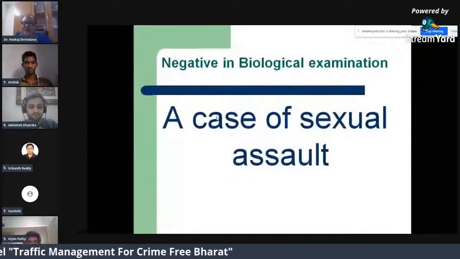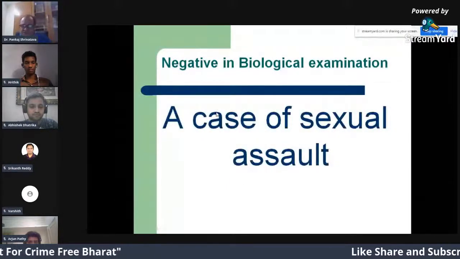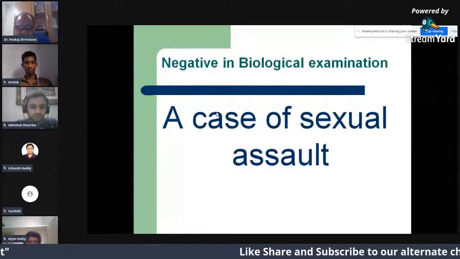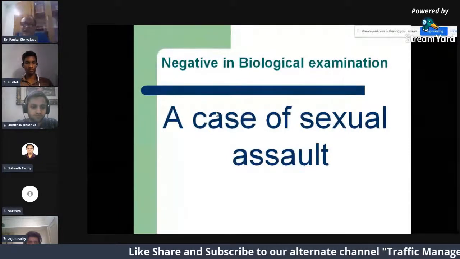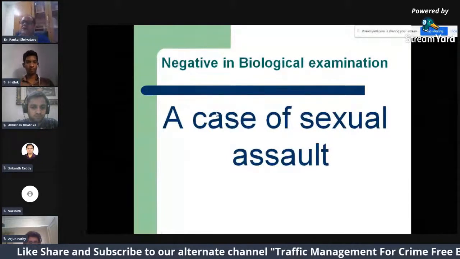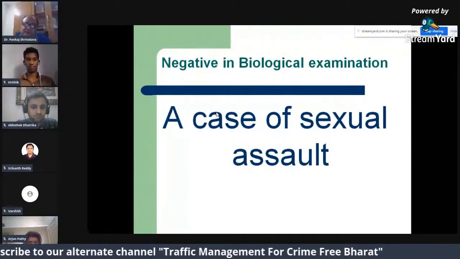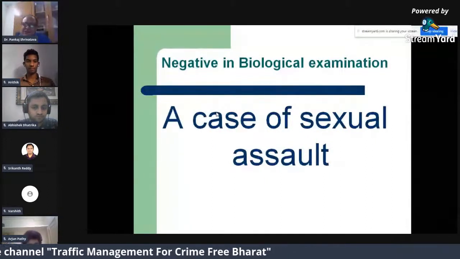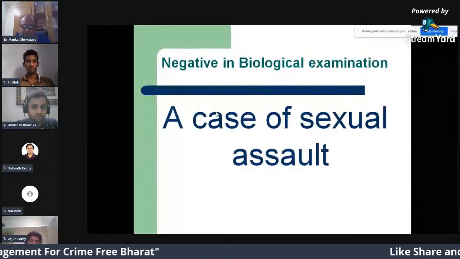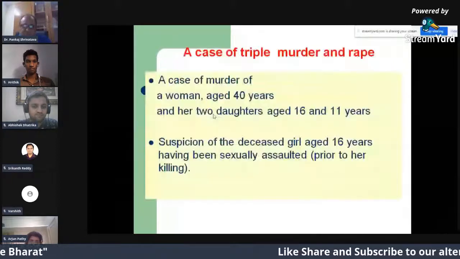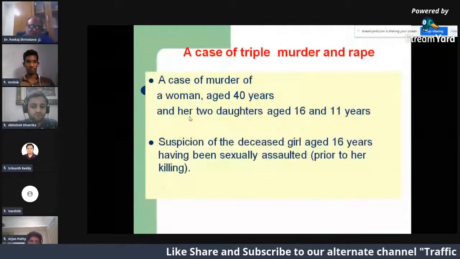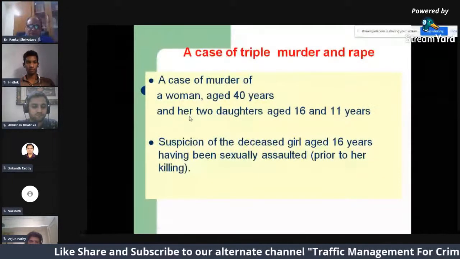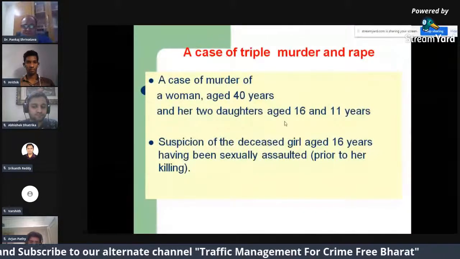Okay, now there may be a few incidences where a negative examination in biology may result in a positive examination in DNA. This is also a case which I did in 2008. You can see here, this was a case of triple murder. A woman aged 40 years and her two daughters aged 16 and 11 years.